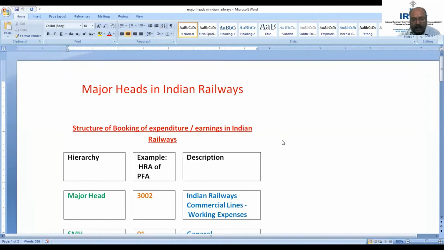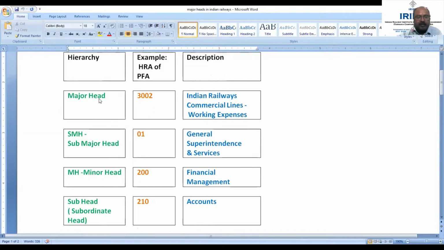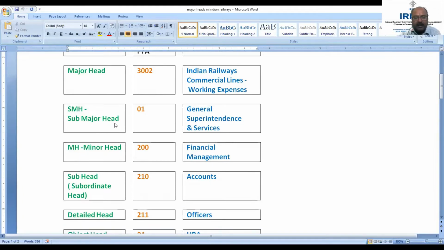This is the hierarchy of the expenditure classification in our railways. The top of the classification is the major head. Then the major head is divided into various sub-major heads, or may not be in some major heads. It is bifurcated into various sub-major heads. Some major heads have only a single or two categories; in that case, there is no sub-major head.